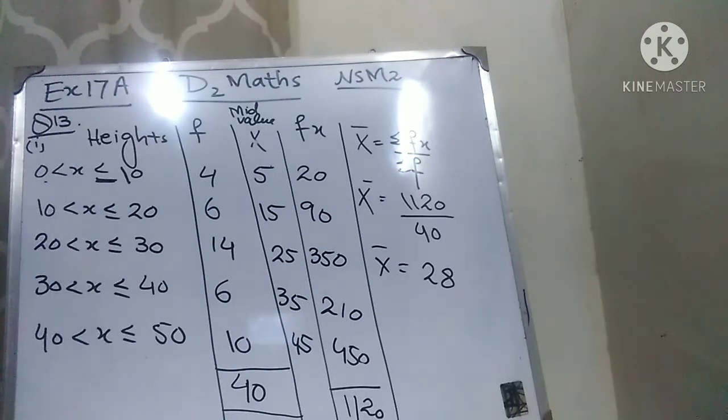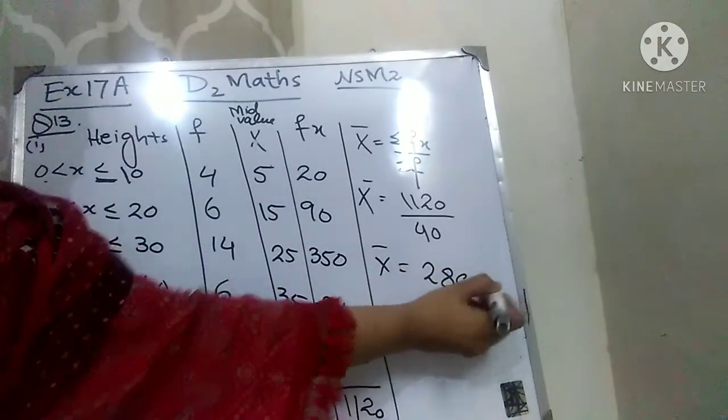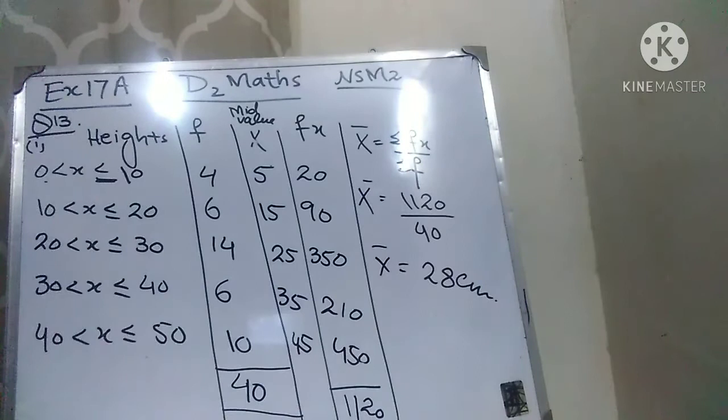Okay, so now I'm going to explain you part 2 of this question. Students, as you know that the unit for the height is given in centimeter, so you write down centimeter with the answer. So 28 centimeter is the estimate for the mean height of the plant. Okay, now I'm going to explain the part B, part 2.